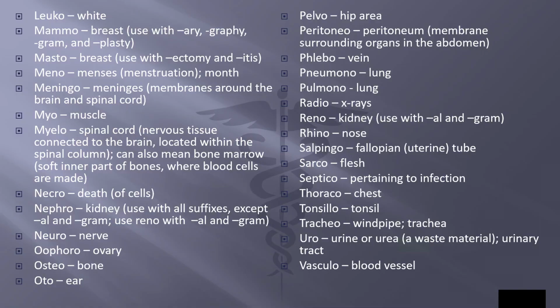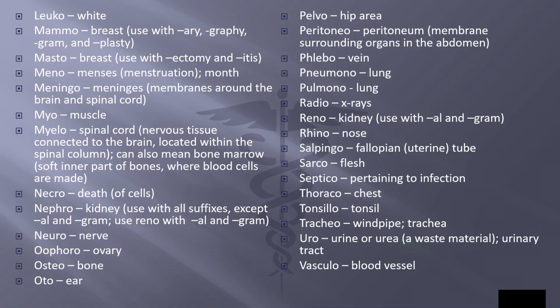Both mammo and masto mean breast, but with mammo it's used with the suffixes ary, graphy, gram, and plasty. And then for masto, these are used with the suffixes ectomy and itis. Next we have meno. This means menses, which is menstruation, and also month. Meningo means meninges, and this is the membranes around the brain and spinal cord.